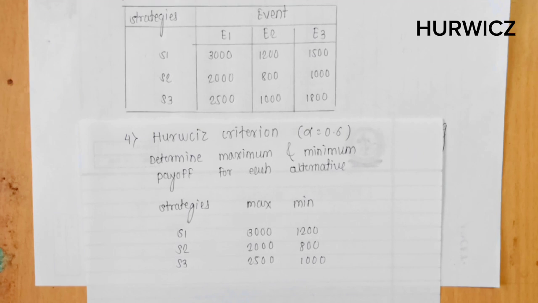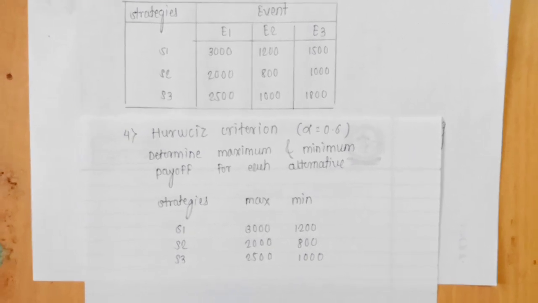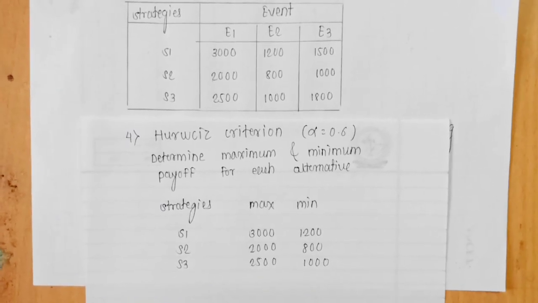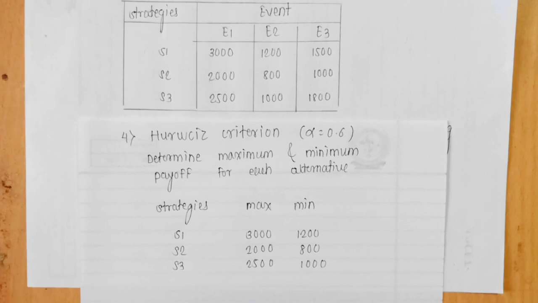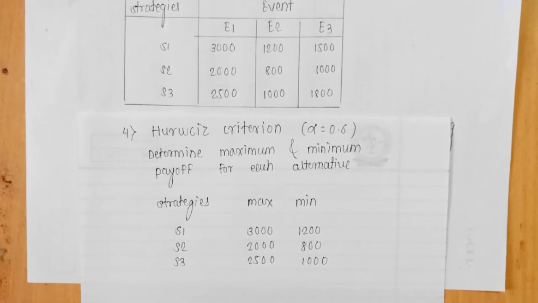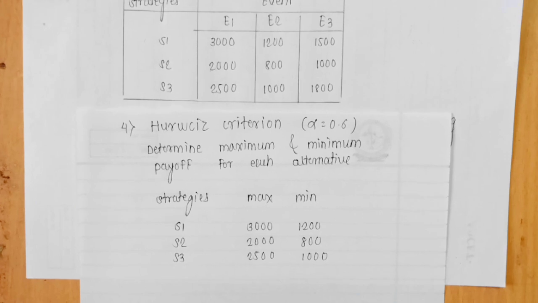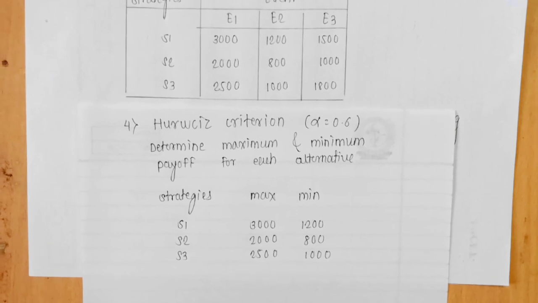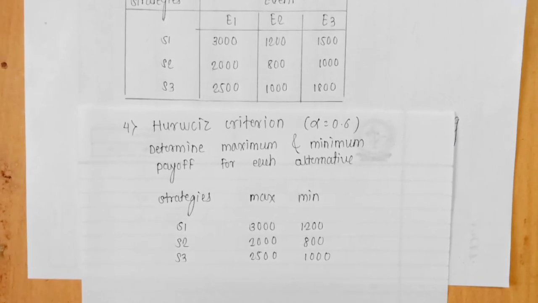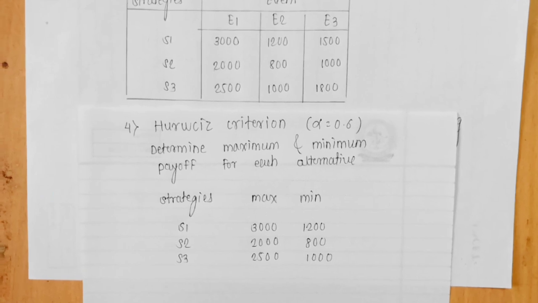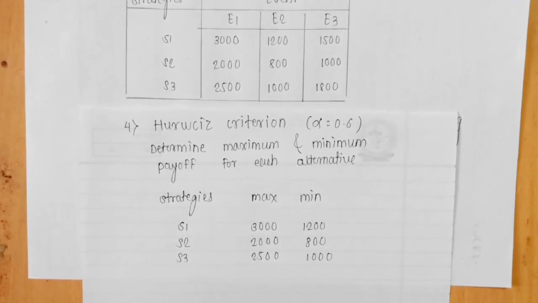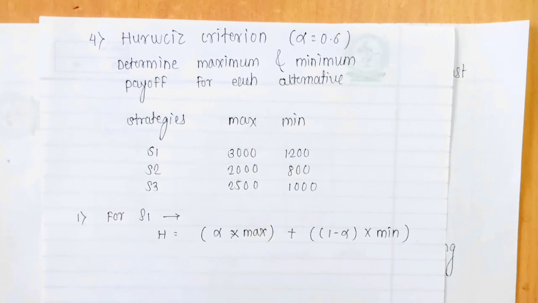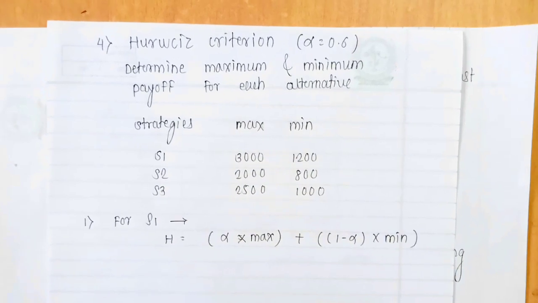Now we are going to find the Hurwitz criterion, where the value of alpha is 0.6. Looking at the table, first we have to determine the maximum and the minimum payoff for each alternative. For strategy S1, the maximum value is 3000 and the minimum value is 1200. For S2, the maximum value is 2000 and the minimum value is 800. And for S3, the maximum value is 2500 and the minimum value is 1000.